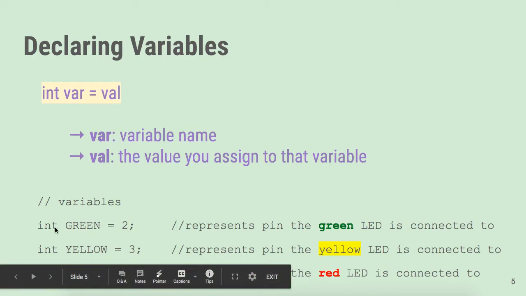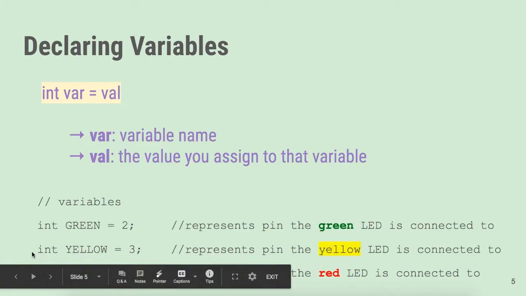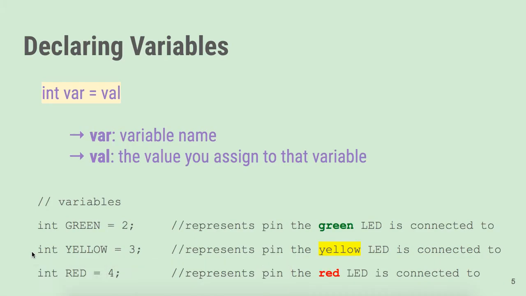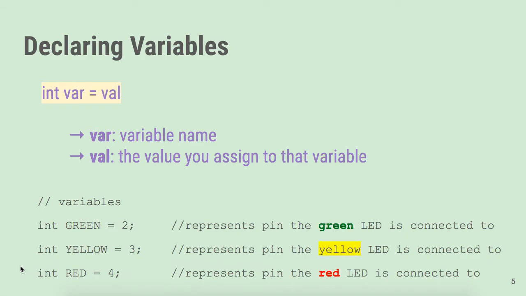I could have written green all lowercase. I could have used just an uppercase G. It's totally up to you what you want to name the variable. Like I said, this is just an example. Second, we have int yellow equals 3. So that's saying that the yellow LED is connected to pin 3. Same thing down here, and I know you can't see it right now, but this little bar will go away in a second. We have int red equals 4. That means that I'm saying that the red LED is connected to pin 4.